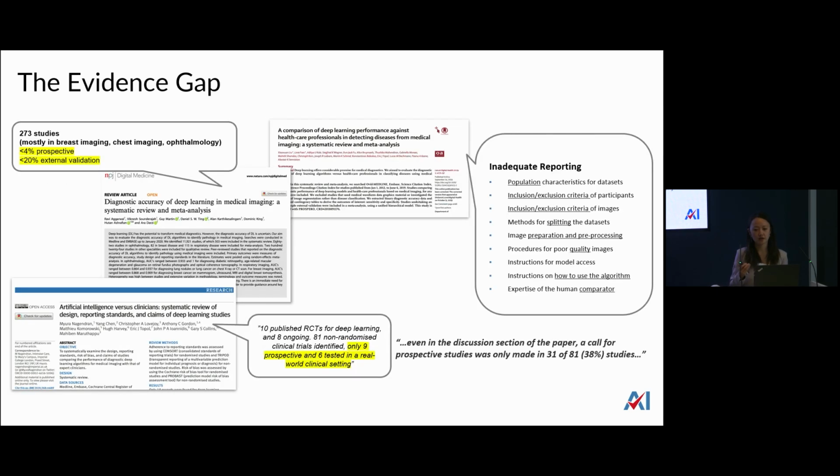And we also found a whole bunch of reporting issues. Lots of the studies at that time weren't really describing the population, all very clinically relevant information, the inclusion and exclusion criteria within the data sets, where the data sets came from. There was lots of ambiguity around how the data was split. These are things we don't see so much of now, but in 2018 we were seeing a lot of. And also just not many prospective studies at all, mainly retrospective data set studies.